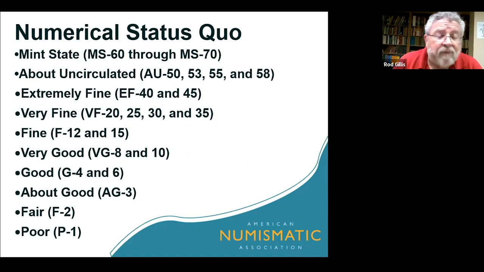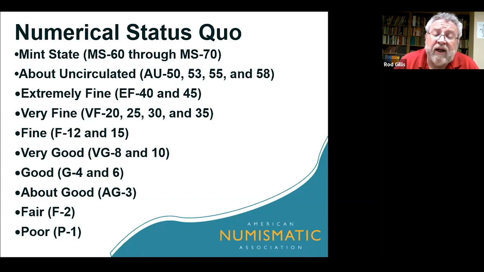So what do we have today? Today we look at mint state from being MS60 through MS70. We actually have four AU grades, 50, 53, 55, and 58, two XFs, four very fines, two very goods, two goods, about good, a fair, and a poor. And that's the established grading system that we use today.